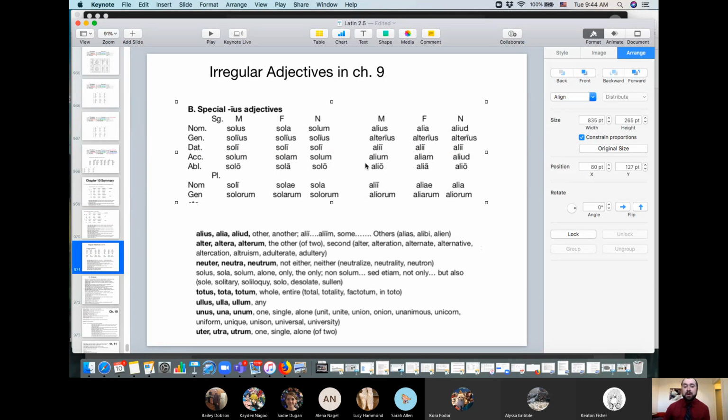But anyway, the only other thing in chapter 9 is that we get these weird adjectives that decline.